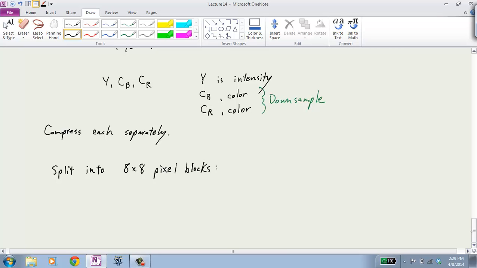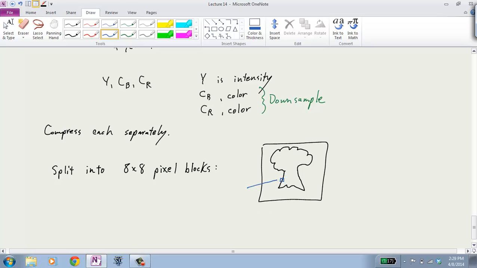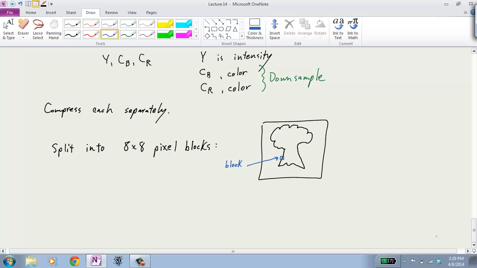Okay, so what that means is, let's say you have an image, here's your picture, and you have a tree like this. You're going to take a little block, 8 by 8 pixels, and you're going to compress each block separately, and then in the end we'll piece it all back together. All right, so from now on we're just talking about these standard 8 by 8 blocks.